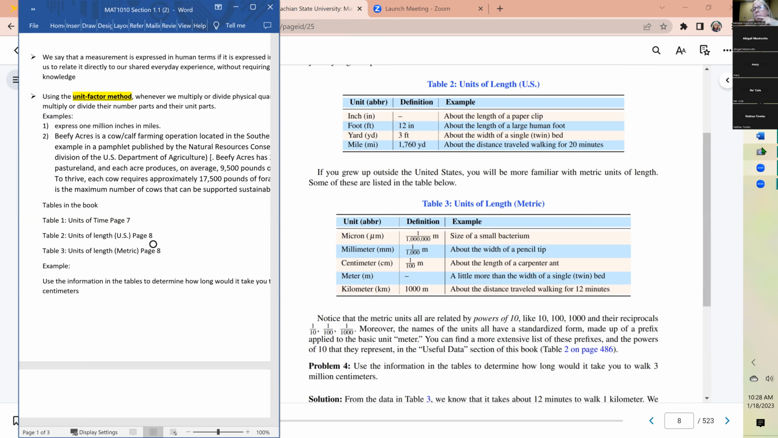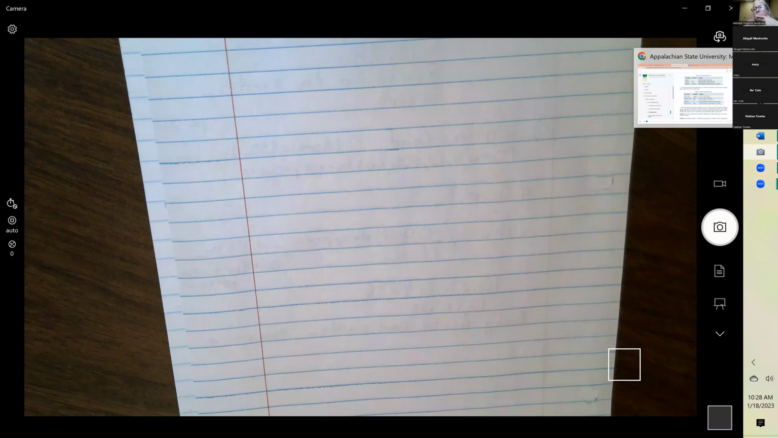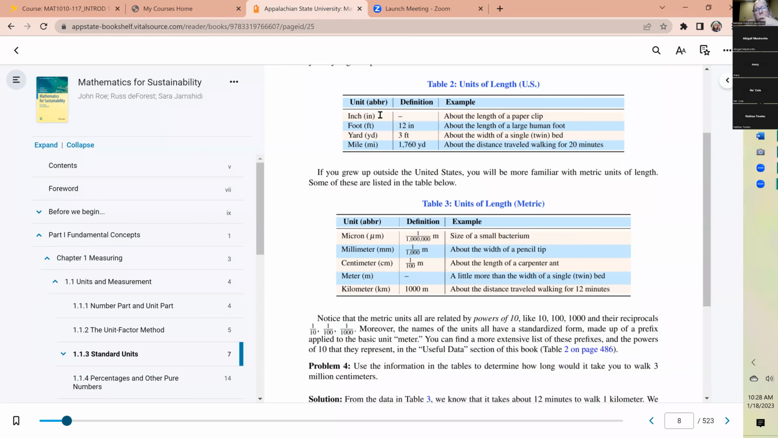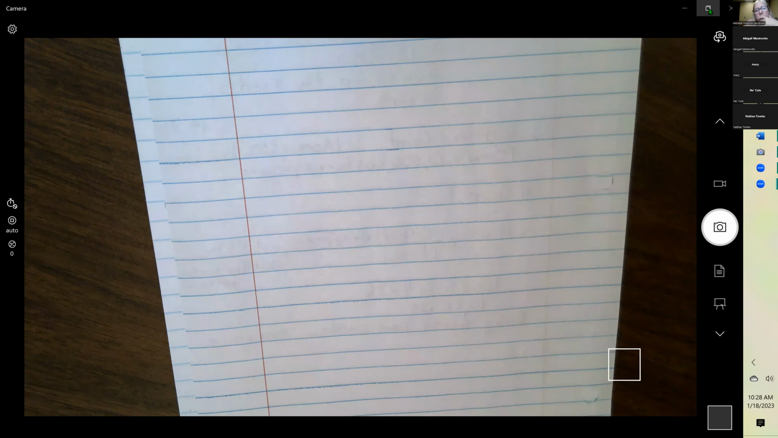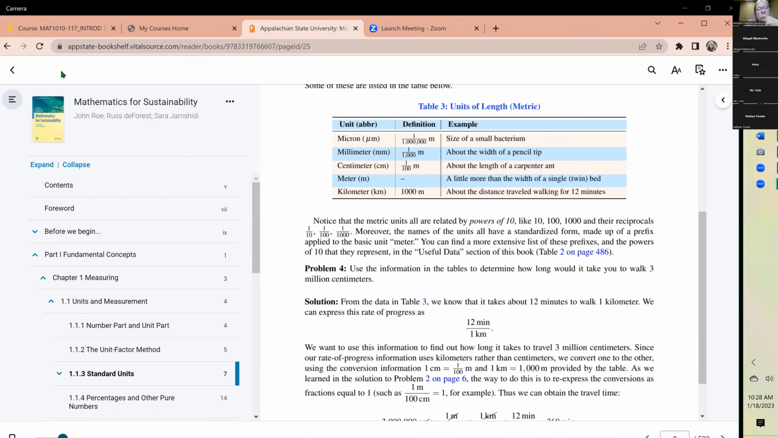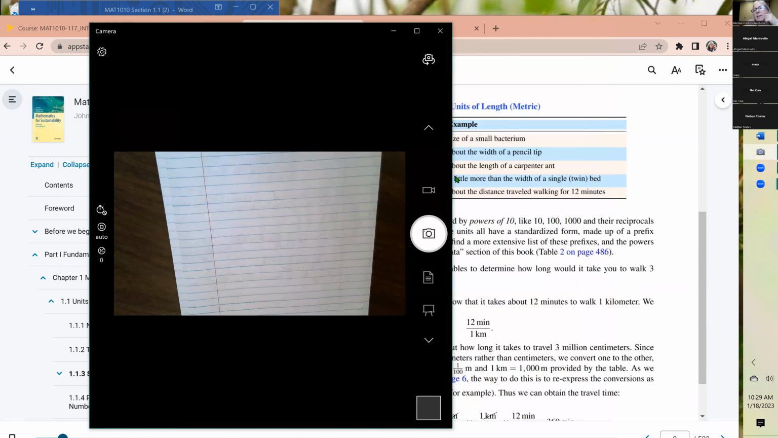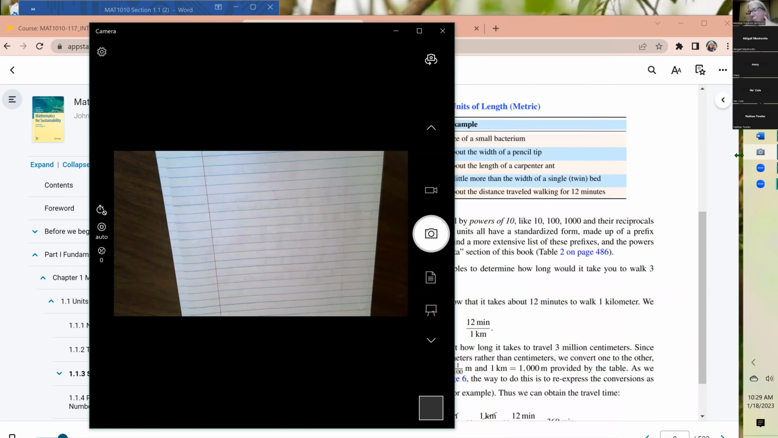Let me bring my paper up. How far are we going again? We want to go to time. I'm trying to see. I wanted to shrink the time one, here we go.